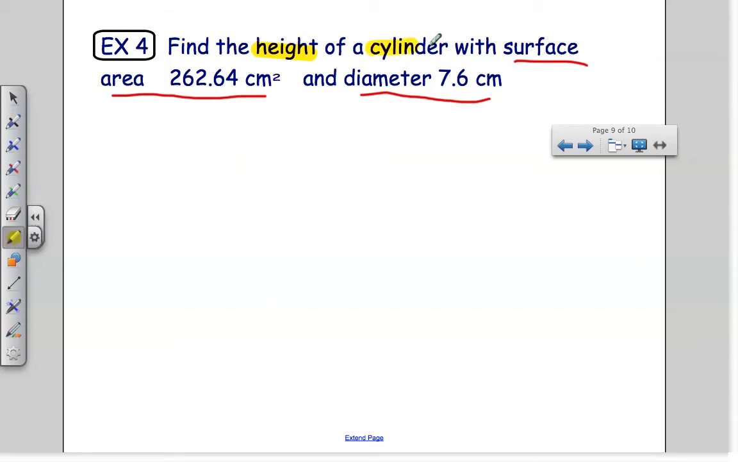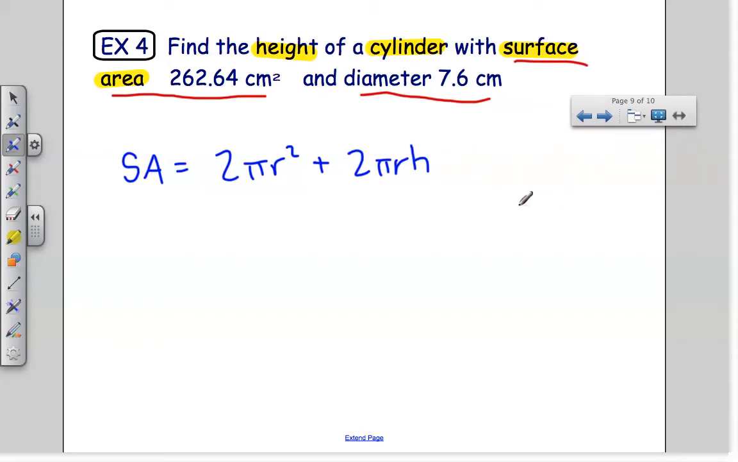Okay, let's see. We've got a cylinder. I'm trying to look for the height. The fact that they gave me surface area, I know I need to use the surface area formula for a cylinder, which is 2 pi r squared, because there's two circles for the bases, plus 2 pi r h. Remember, this is the area of that rectangle. 2 pi r is the circumference of the circle, which ends up being the base of the rectangle, times the height.